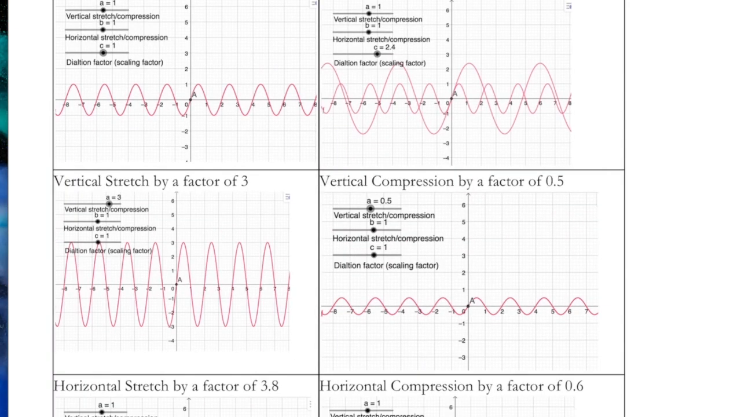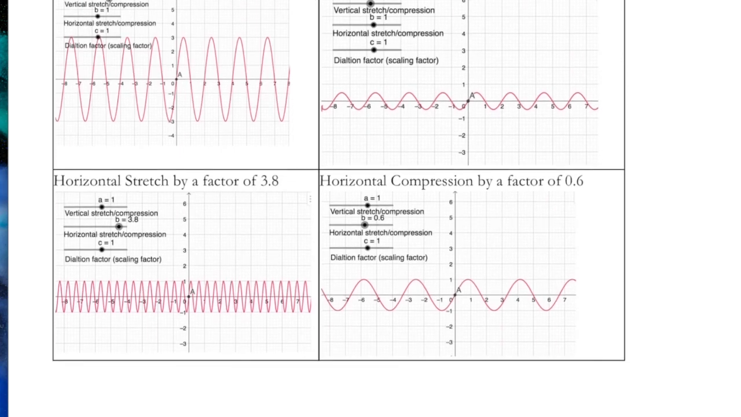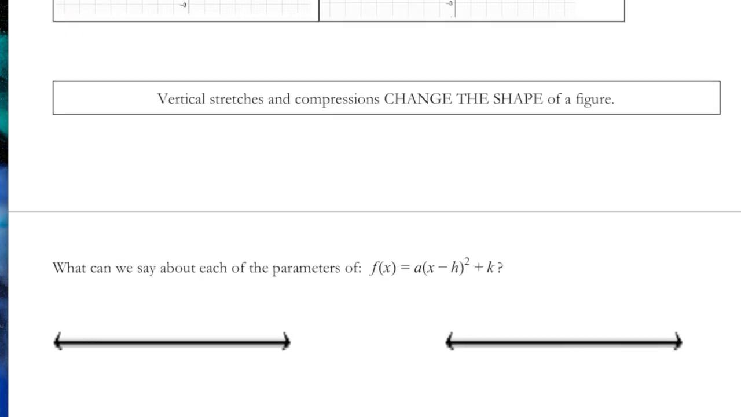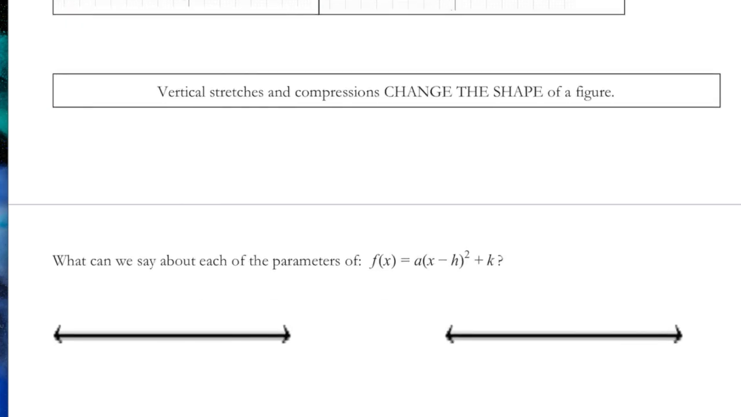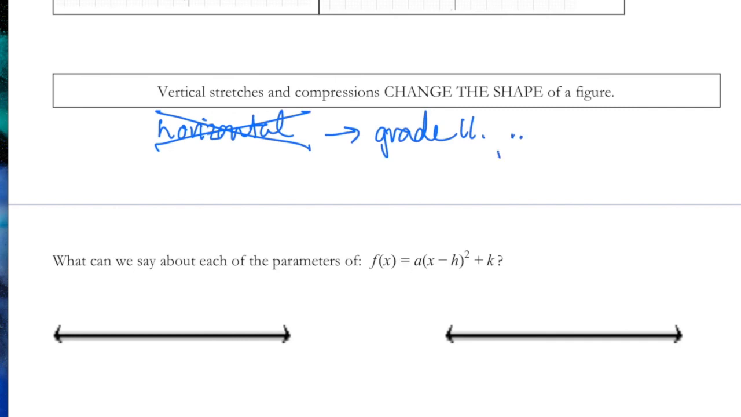What I just want to reiterate based on last time is that vertical stretches actually do change the shape of a figure, whereas we talked previously about translations and reflections maintaining the shape of a figure. Vertical stretches and compressions will change it. And notice that I don't say horizontal, because we are not doing horizontal things until grade 11. So something to look forward to.